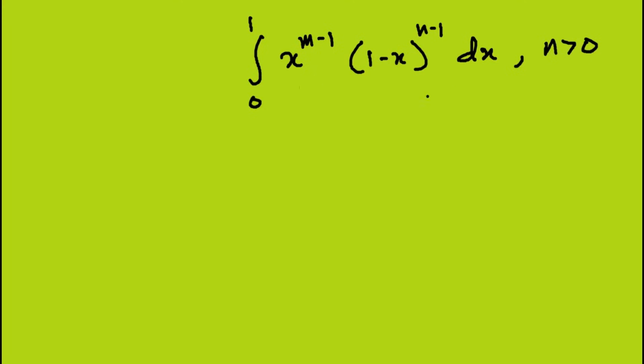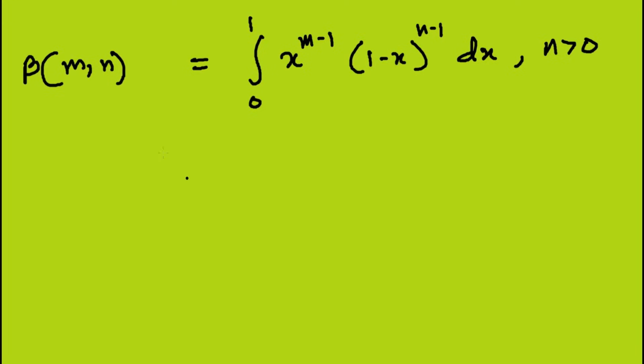Integral 0 to 1 x power m minus 1 times 1 minus x whole power n minus 1 dx. This integral, for values of m and n greater than 0, is convergent, and this is known as the beta function, which is beta m comma n. Hence beta m comma n equals integral 0 to 1 x power m minus 1 times 1 minus x power n minus 1 dx. This is the beta function.